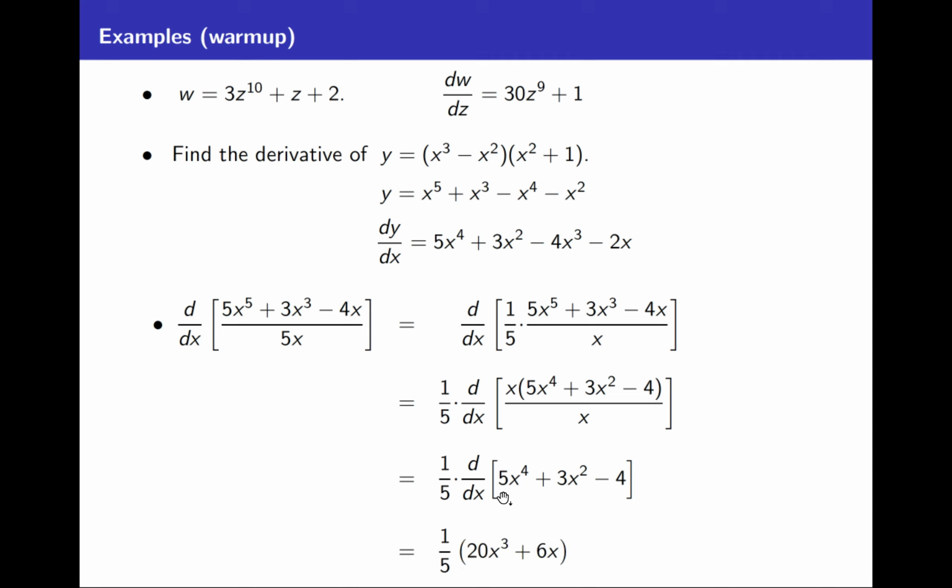We have 1/5 times this derivative, which is 20x cubed plus 6x minus the derivative of 4, which is 0, giving us (20x cubed plus 6x) over 5. So there's our derivative.